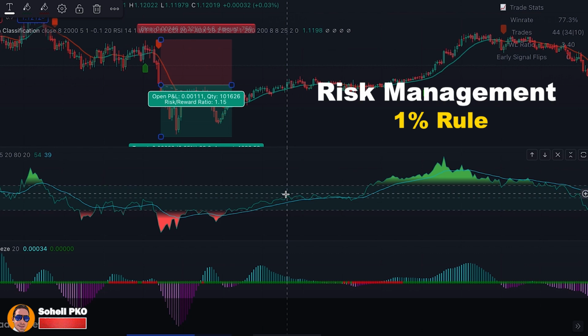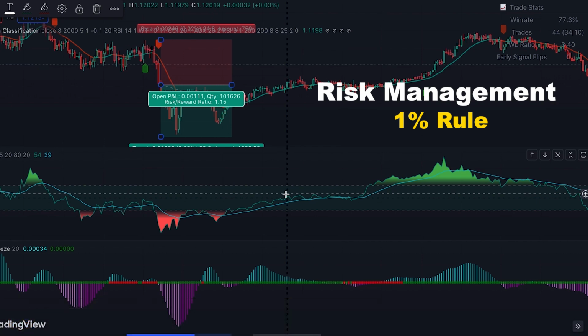Not only for this strategy but for any other trading strategies that you want to use, you need to manage your risk properly.